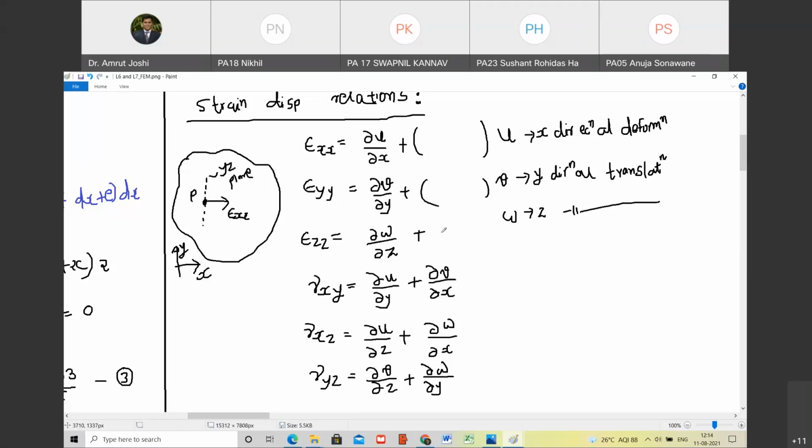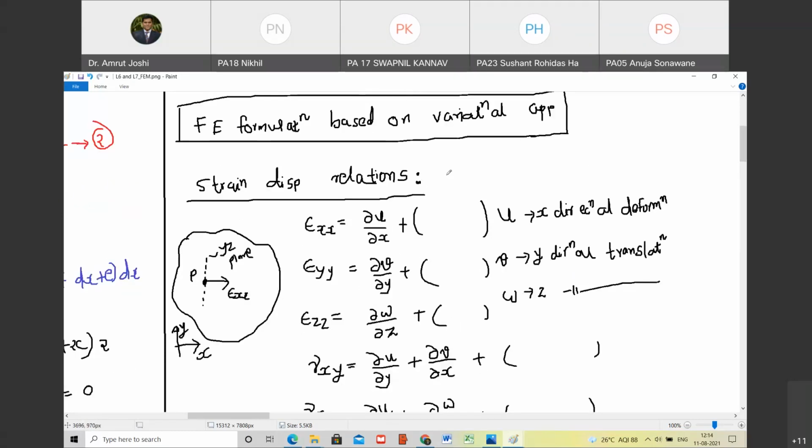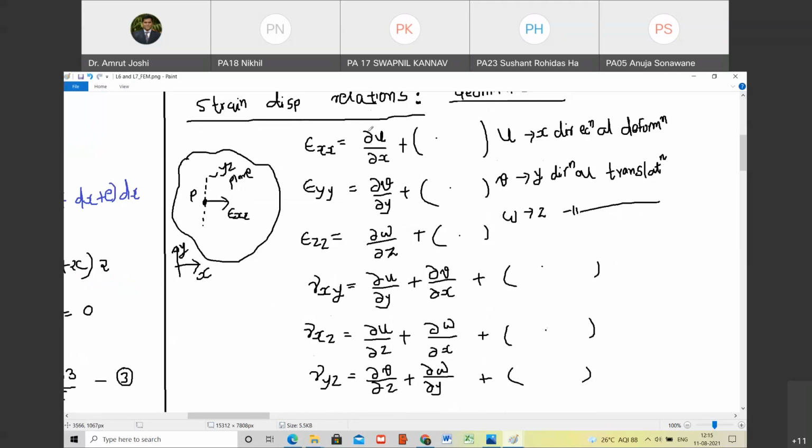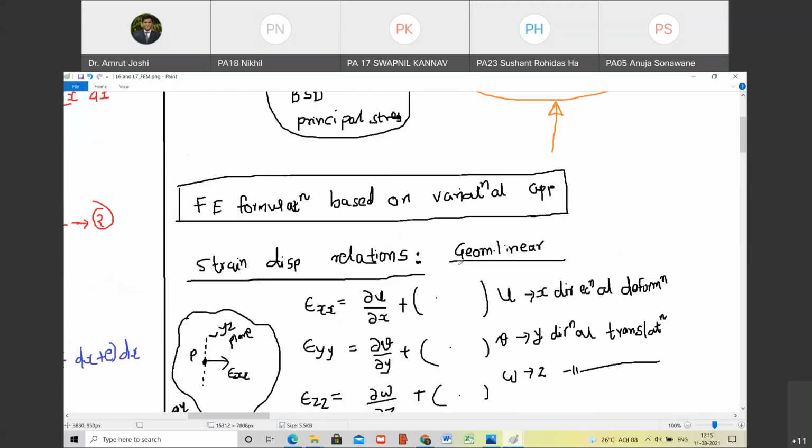You must have learned in your solid mechanics that these relations also have some nonlinear terms. Are you with me? Yes, sir. Those nonlinear terms are neglected. So when we neglect the nonlinear terms in strain displacement relationship, we get the problems which are called geometrically linear problems. Are you with me? Yes, sir. So what is geometrical linearity? We are going to neglect all the terms that involve higher powers of differentiations of u, v and w. Are you with me? Yes, sir. Non-linear terms neglected, we get geometrically linear problems.